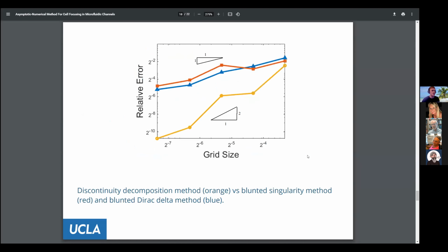So this actually has a huge impact on the speed at which you can solve things. Here in yellow, you see that with the discontinuity decomposition, it ends up being a higher order of convergence, and it's also more stable at less dense grid sizes. So it's really an all-around benefit compared to previous methods of solving this equation for particle migration velocity.